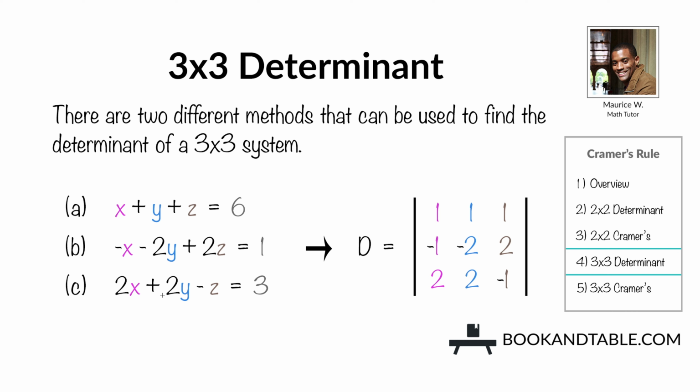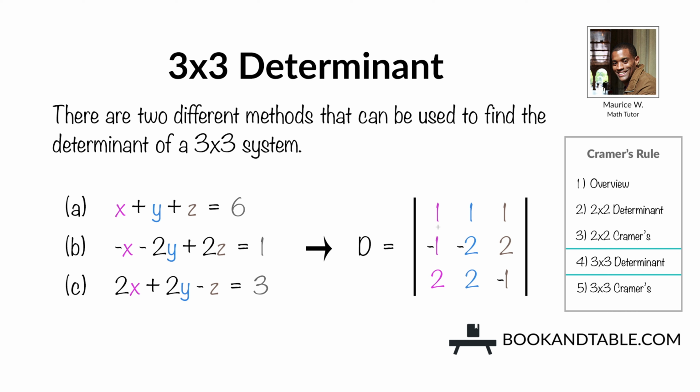A 2x2 system has two equations with two unknown variables. For 3x3s, we have three equations, A, B, and C, that have three variables, x, y, and z. So the matrix that we'll be working with to calculate the determinants are 3x3.